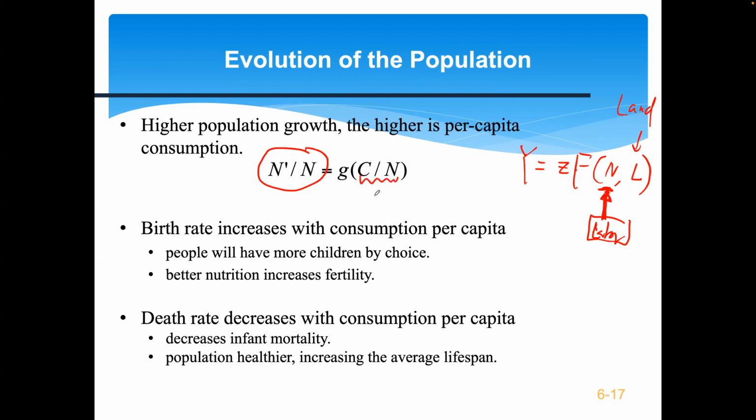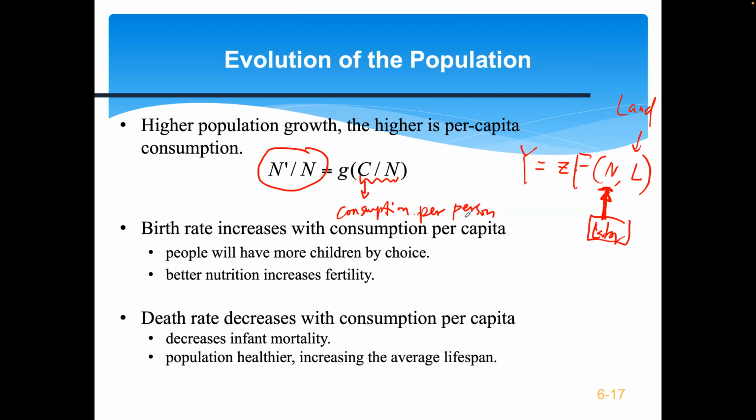C over N. What is C? C is consumption. What is N? That's the population size. Essentially, in this parenthesis, this is consumption per capita, or per person. How do we understand that? This is essentially in the agriculture economy. The more you can consume, like more food you can have, more nutrition you can take, then the higher the birth rate, lower the death rate.